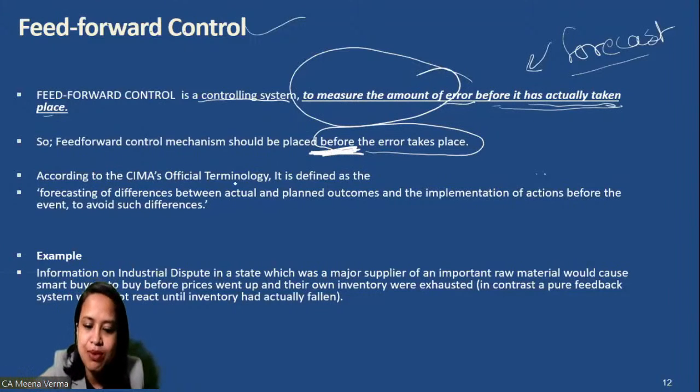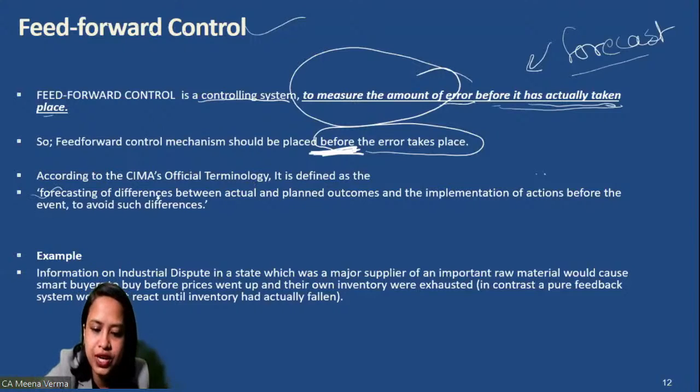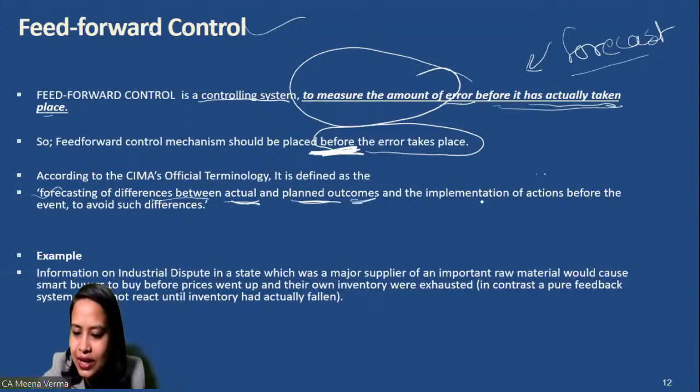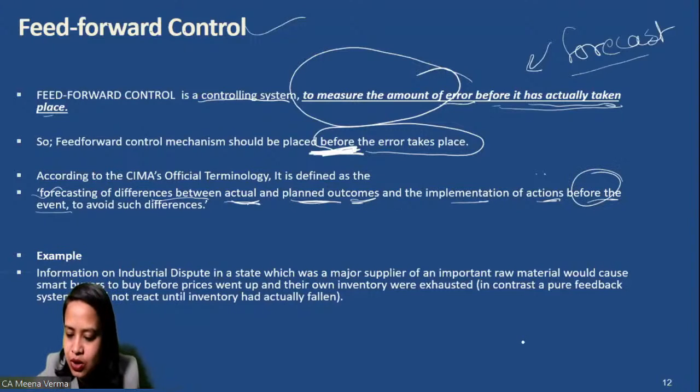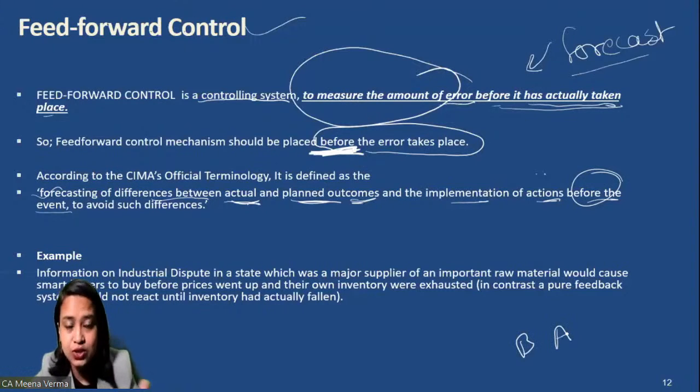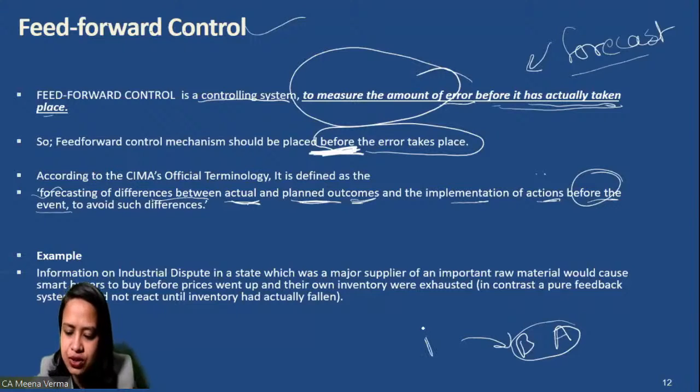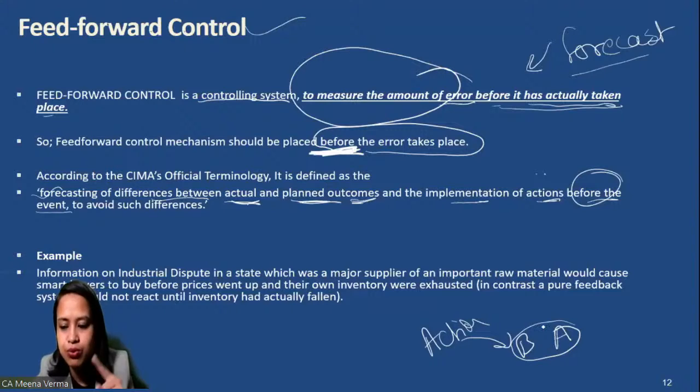Accordingly, in SEMA official terminology, it is defined as forecasting of difference between the actual and planned outcome and implementation of action before the event. Before the event you are implementing this, means you are preparing the budget, then you are considering the actual result, actual performance, what the actual outcome may be. And you are implementing action on how to improve this condition in case there is any problem or variance.